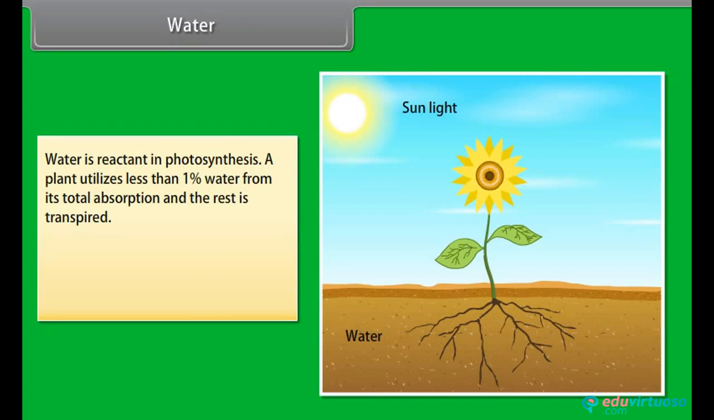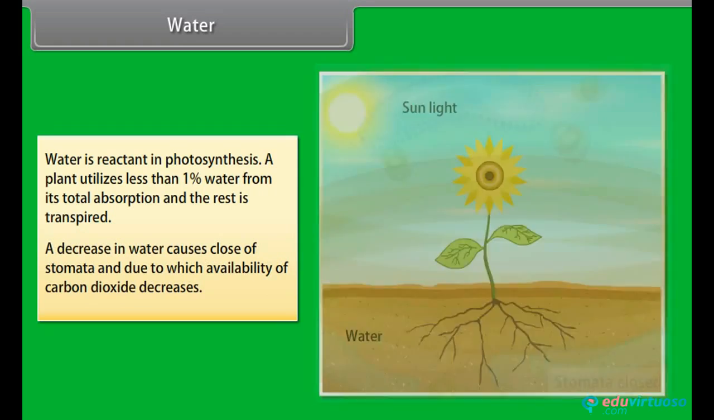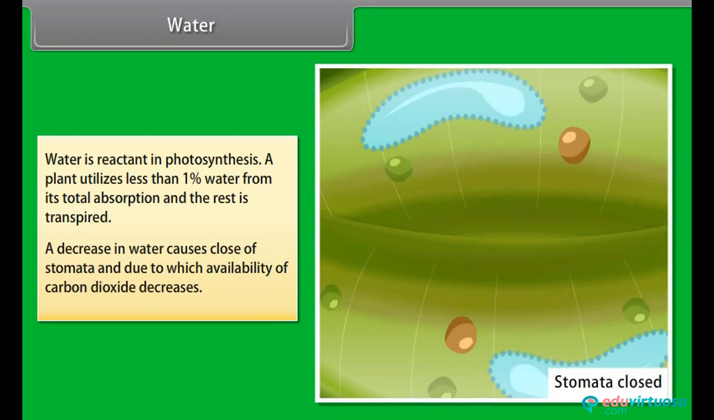A plant utilizes less than 1% of the water it absorbs for photosynthesis, and the rest is transpired. A decrease in water causes the stomata to close, due to which the availability of carbon dioxide decreases.